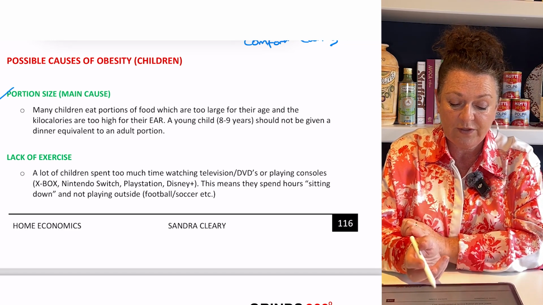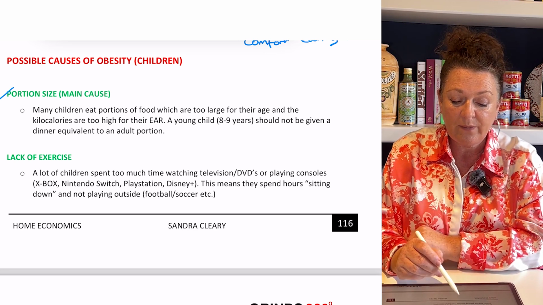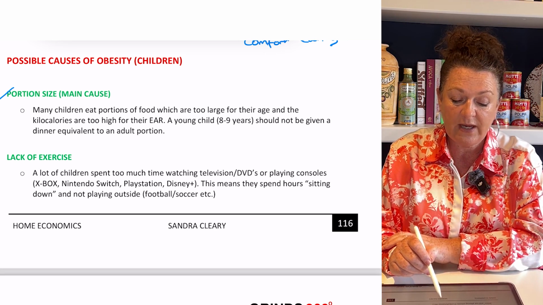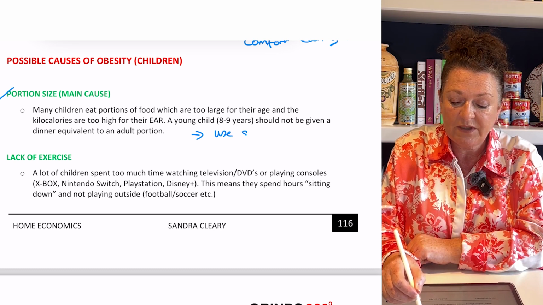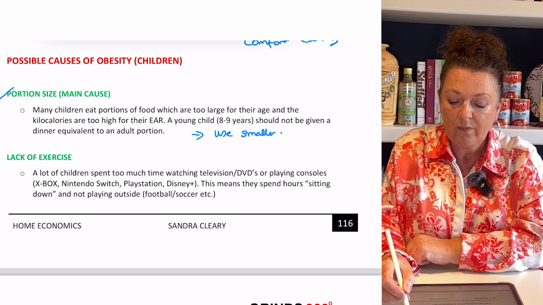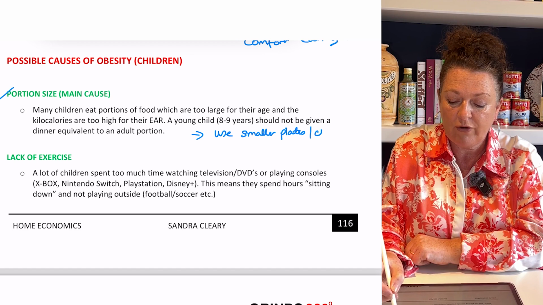So possible causes of obesity in children. Portion size we've just mentioned, and we said they shouldn't be given the same amount as an adult. And I'm just going to mention there, use smaller plates for children.